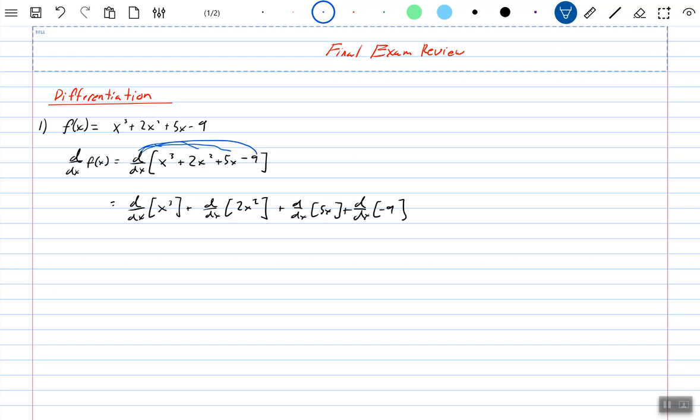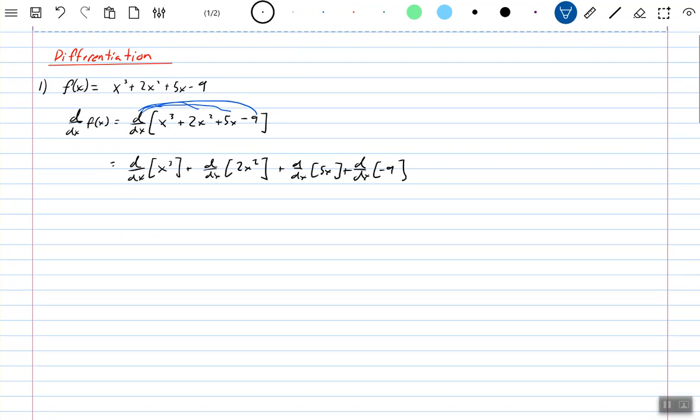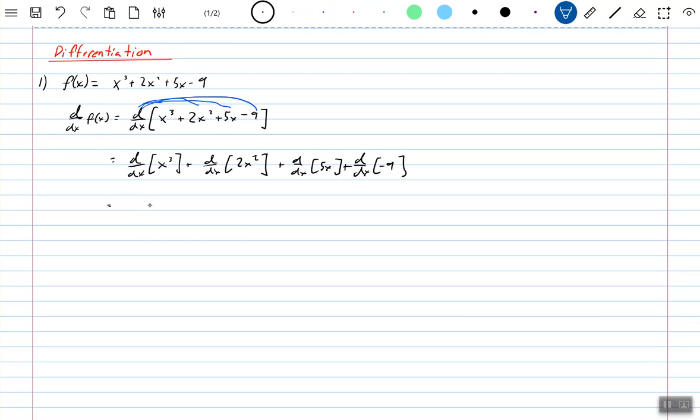Now we're going to take the derivative of each one. So what's first? What is the derivative of x cubed? Well, that's just 3x squared. How do I know that? It's the power rule for differentiation. You take the exponent, pull it down in front, and then subtract 1 from the exponent. So it becomes 3x squared.